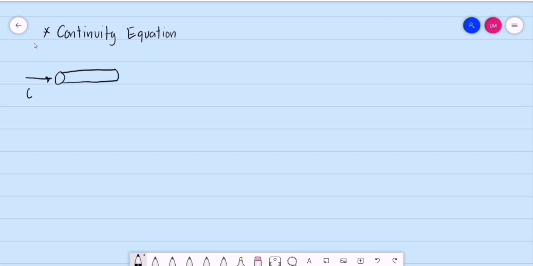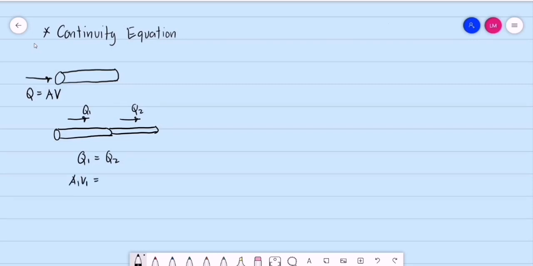Let's say this is Q, or the discharge. This is the cross-sectional area of the pipe multiplied by the velocity. For example, we have two pipes that are connected in series. Let's say this is discharge 1, then discharge 2. If we follow the law of continuity, or the law of conservation of mass, discharge 1 will be equal to discharge 2, or that is the same as area 1 multiplied by velocity 1 is equal to area 2 multiplied by velocity 2.